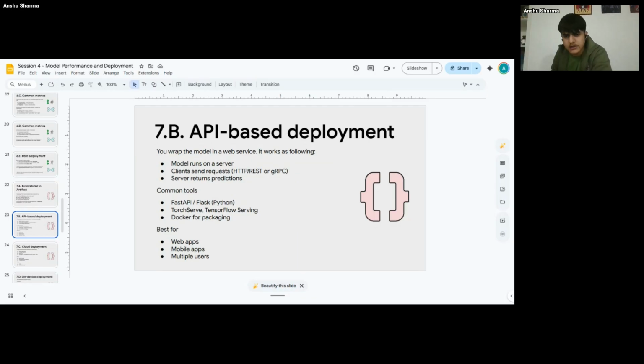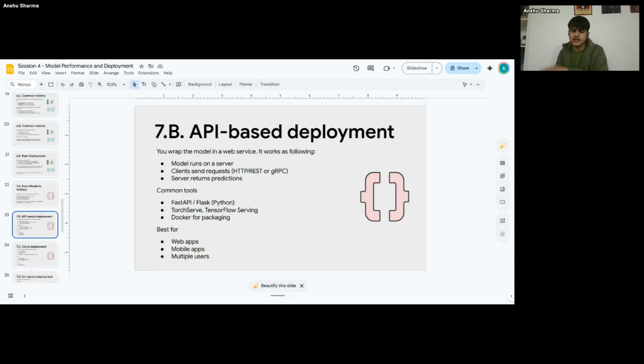So how this works is that if you have done a bit of web development, you will know that an API takes requests from the users and it gives an output. So how API-based deployment works is that we have our model ready somewhere, and we have an API in front of it. So a user can request some output. The user will send me a request that this is the input, use your model and give me an output. And so there is a layer of API between the model and the end user, right? So the model runs on the server. Clients send requests using a protocol, which is mostly HTTPS nowadays, right? And the server returns the predictions.